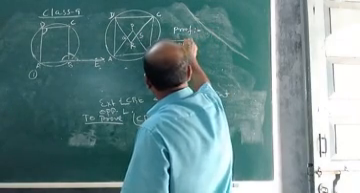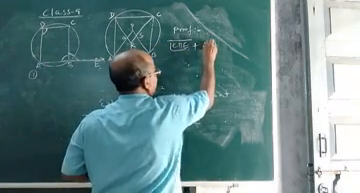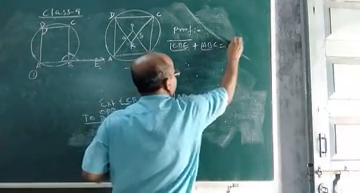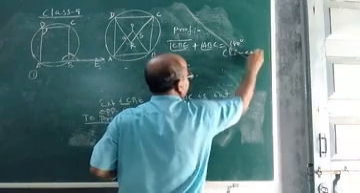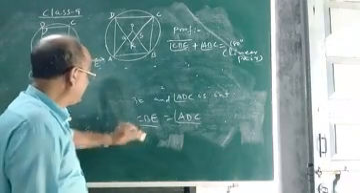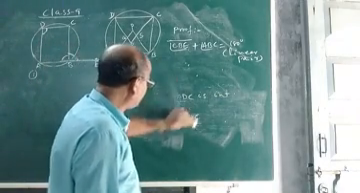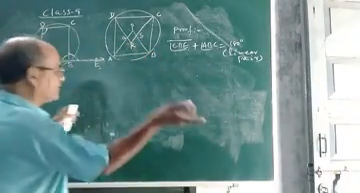Angle CBE plus angle ABC will be equal to 180. What is the reason? The reason is linear pair. Because these two angles form a linear pair, their sum must be equal to 180 degrees. Okay, now let us come to the next step.